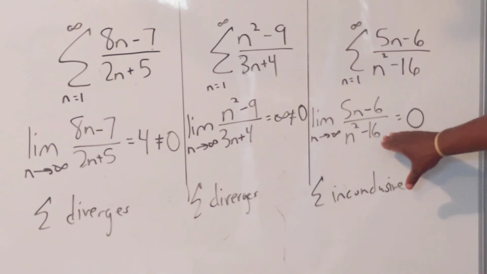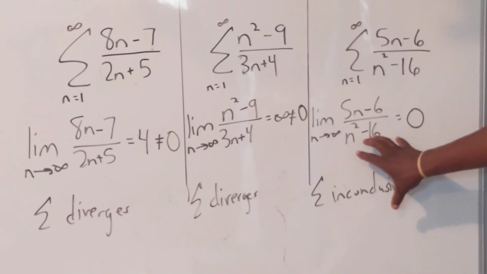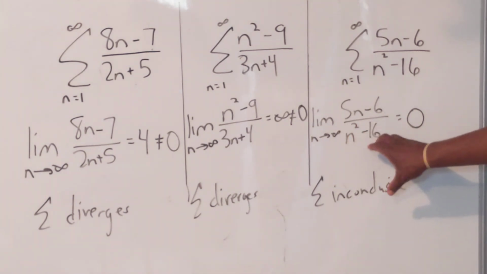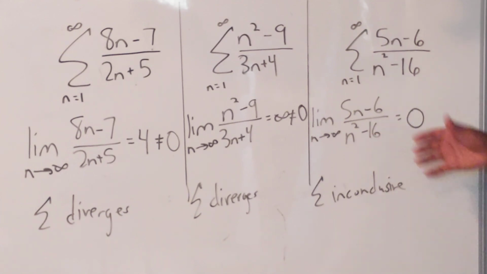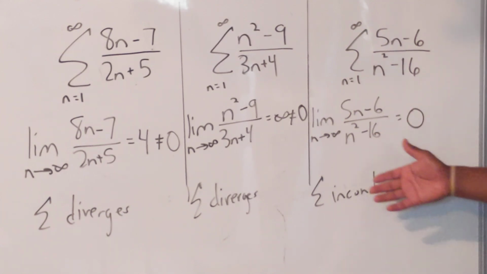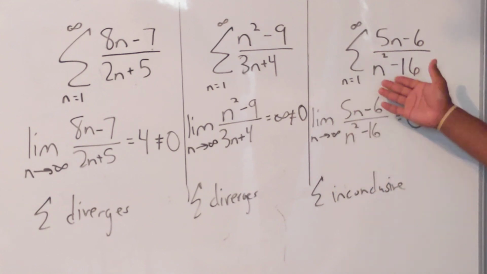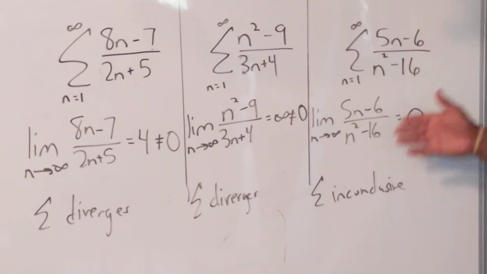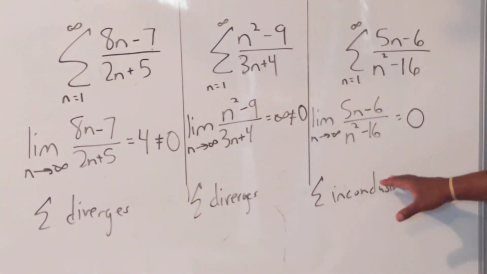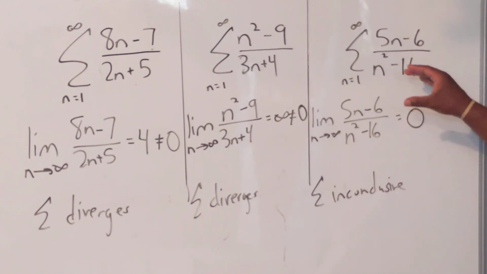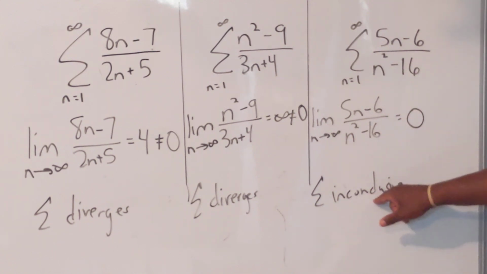All right. Now, we will have other rules down the road that will allow us to solve this problem and tell us if it actually diverges or converges. But for now, using the nth term test, it is inconclusive.